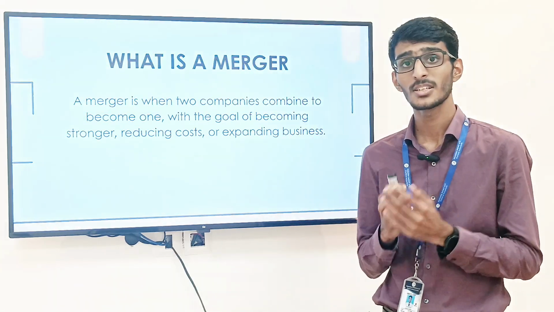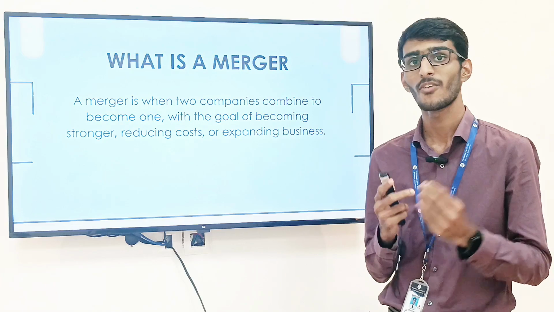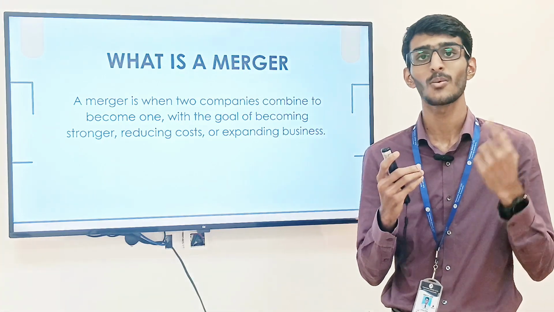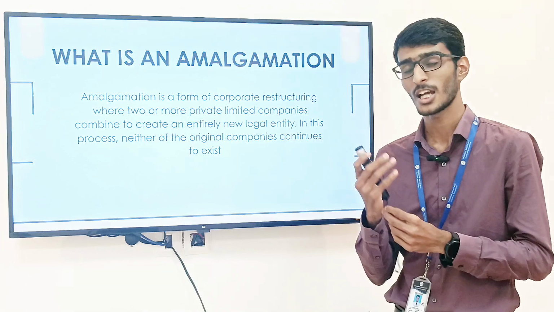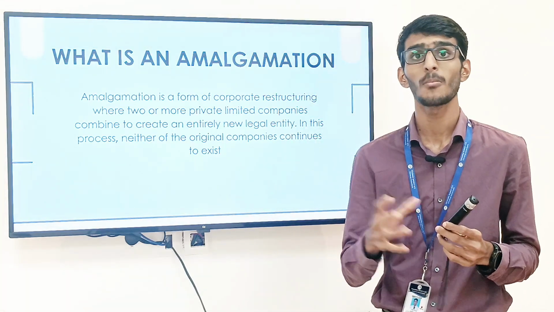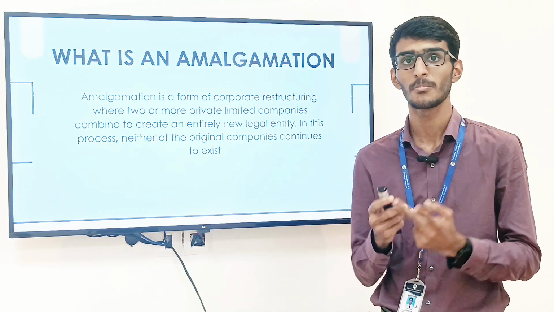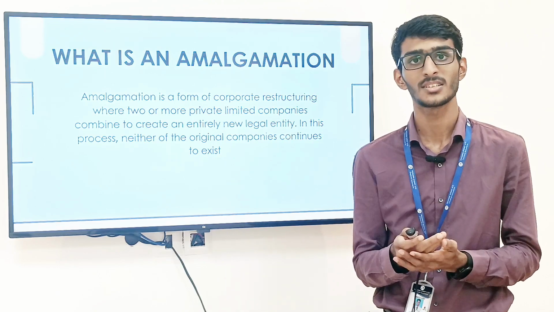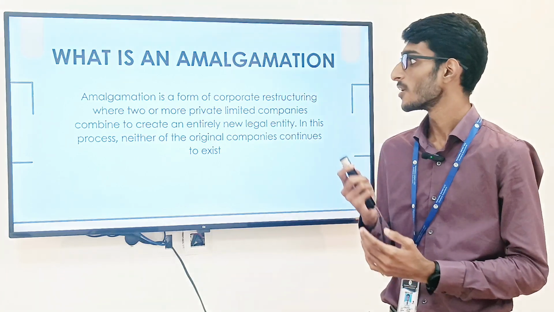So first of all, when we say a merger, it is nothing but two companies combining into one, where one of the companies continues to exist and one ceases to exist. Then an amalgamation is a type of restructuring where two companies combine to form a completely new entity, wherein the two existing companies no more continue to exist and a completely new entity comes into existence.